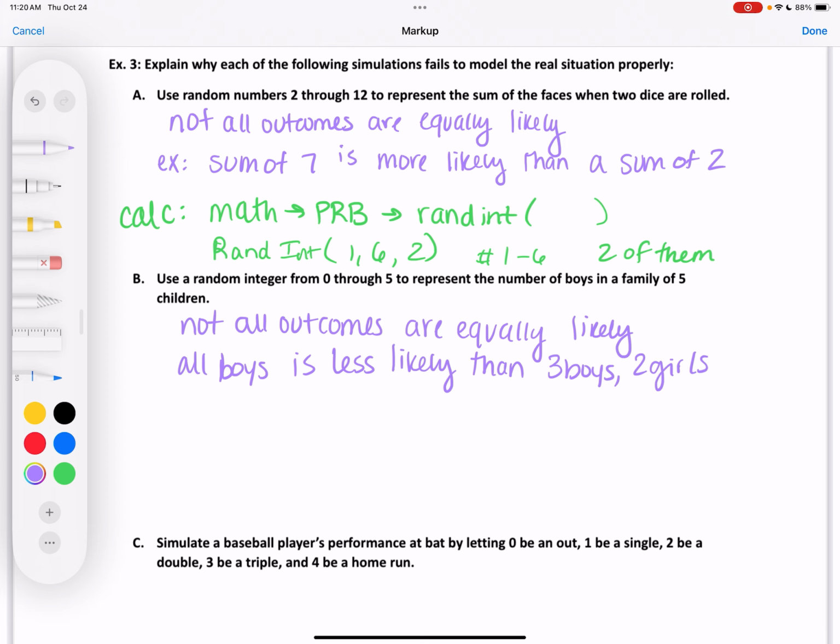But in my opinion, a better way to model this would be to say that boys are 1 and girls are 0.